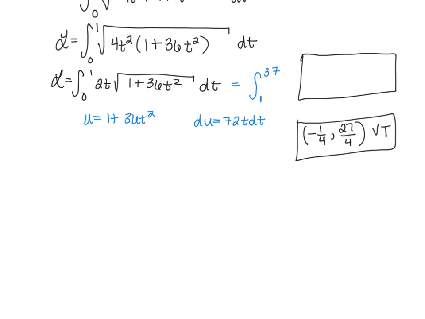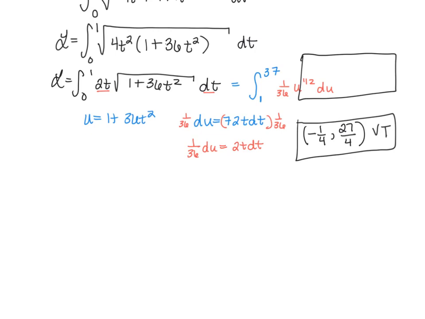Let's see, I have a 2t, so if I want this 72 to be a 2, I'm going to multiply by 1 over 36. So this would become 1 over 36 du equals 2t dt. I'm going to be replacing all of this with a 1 over 36. Then I have u to the 1/2 times du.